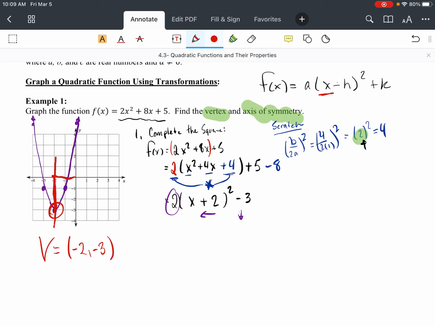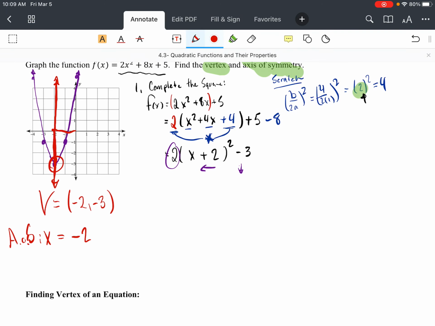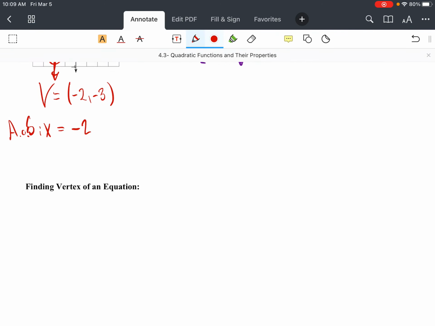The axis of symmetry is that vertical line that goes through this. It's a vertical imaginary line that goes through the vertex. Once you've found your vertex, you can find the axis of symmetry. The axis of symmetry is just the vertical line, so x equals -2. That's all you've got to do there.